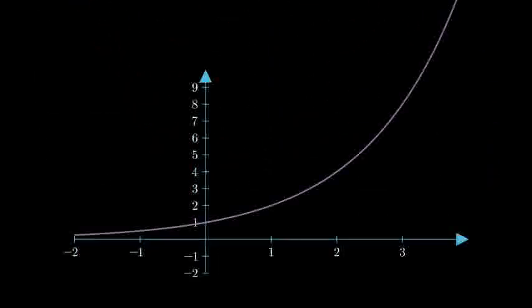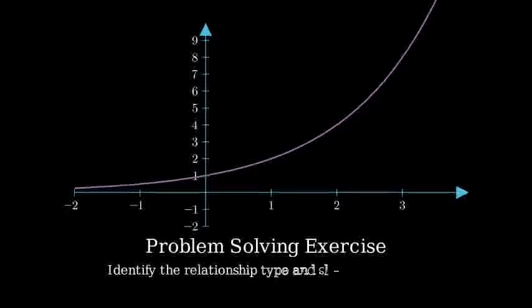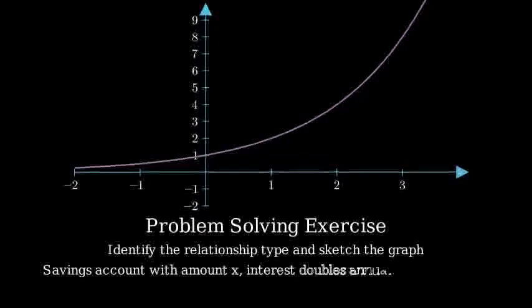Now, let's see these relationships in action through a problem-solving exercise. We'll identify the type of relationship and sketch a graph. Imagine a savings account with an initial amount x. Interest is compounded annually, doubling the amount each year. This describes an exponential relationship.